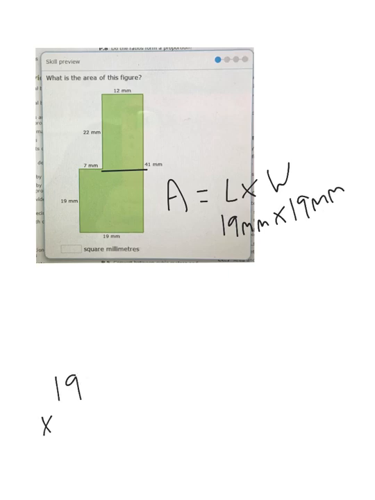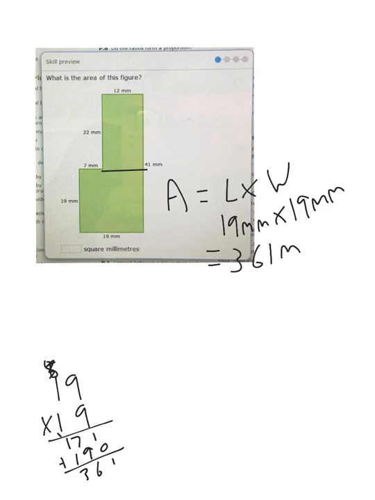19 times 19, I'll do down here. 9 times 9, 81, 1 down, 8 up. 1 times 9 is 9, plus 8, 17, 0 down. 1 times 9 is 9. 1 times 1 is 1, plus it together. 1, 7 plus 9 is 16, 6 down, 1 up. 1 plus 1 plus 1 is 3. So the area of the square there, the bottom part, is 361 millimeters squared. So I'm gonna stick that in there, 361 millimeters squared.